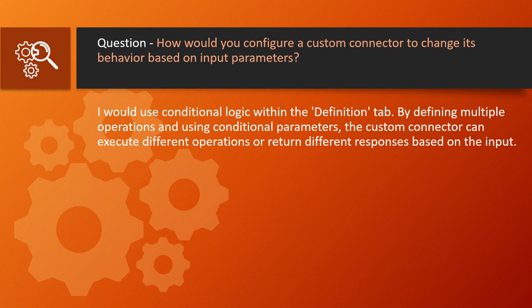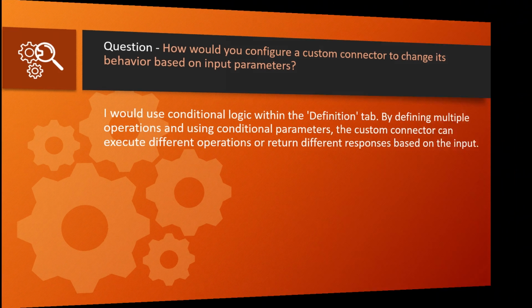How do you configure a custom connector to change its behavior based on an input parameter? So I would use conditional logic within the definition tab. In the definition tab, we can do multiple settings. By defining multiple operations and using conditional parameters, the custom connector can execute different operations or return different responses based on the user input.